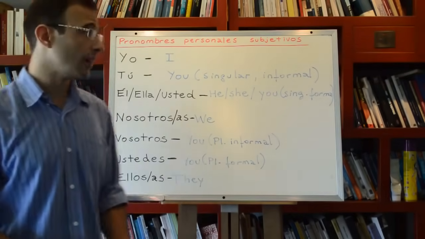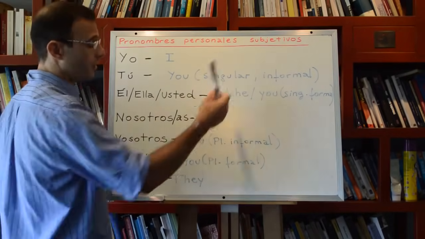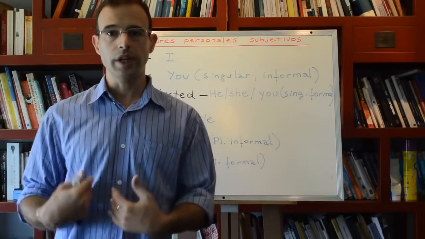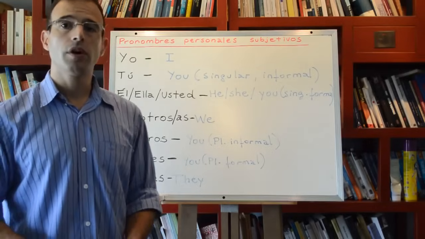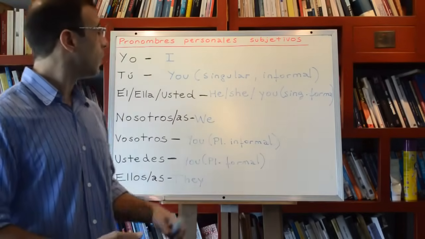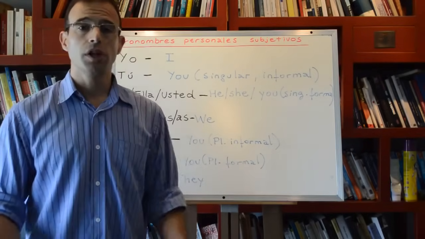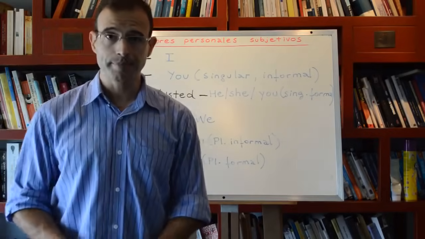In this class I will teach you the Spanish subject pronouns or personal pronouns. The name in Spanish is pronombres personales subjetivos. That is I, you, he, she, it, we, they, you. Those are the personal pronouns, or pronombres personales subjetivos, but usually we simply call them pronombres personales.